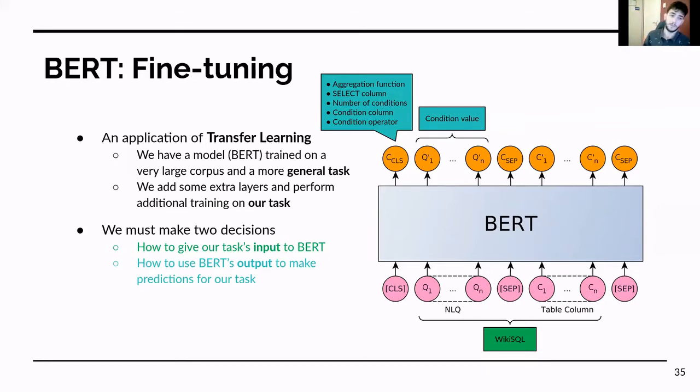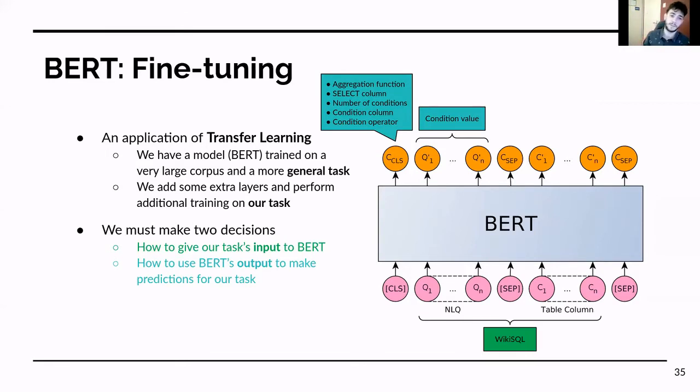And what we have to do pretty much is make two decisions. The first decision is how we're going to structure our input and how we're going to give it to BERT. So in this example, let's say we have the Wiki SQL dataset. We could say that instead of the first sentence, we're going to give the natural language query. And instead of the second sentence, we're going to give some information about a column in the table.